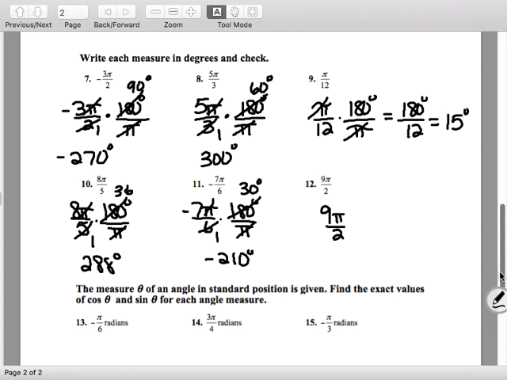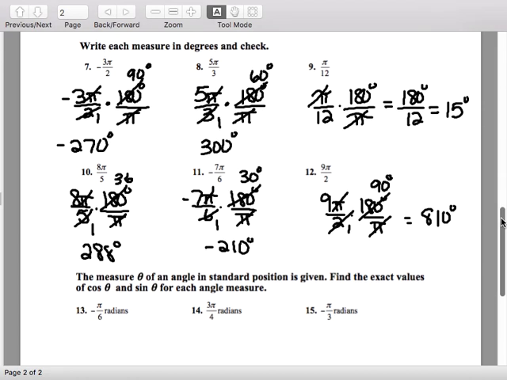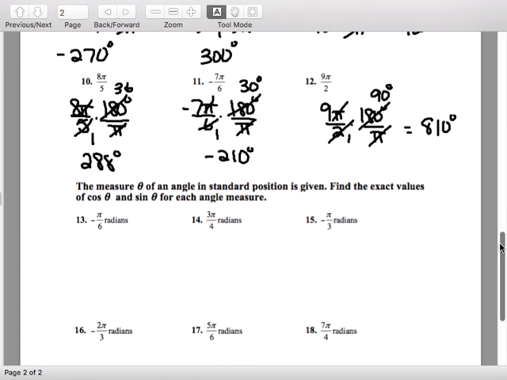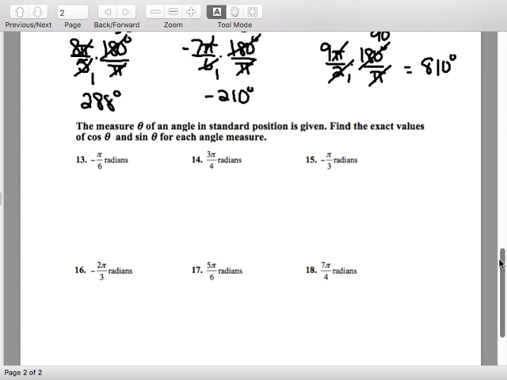9 pi over 2. Multiply by 180 over pi. Cancel the pi's. 2 goes into 2 once. 2 goes into 180 90 times. That's 810 degrees. So, if you want to convert from radians to degrees, you multiply by 180 over pi and reduce. All right, last topic here is we're going to do what we did the other day.